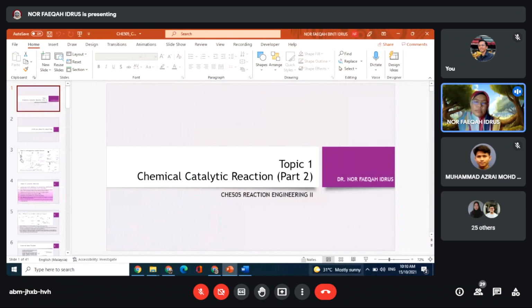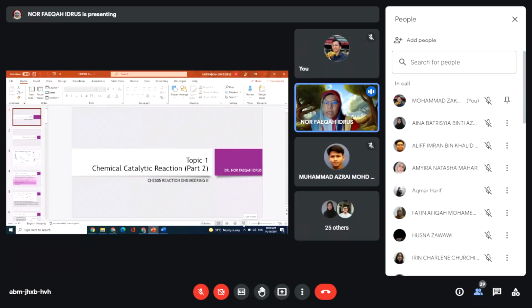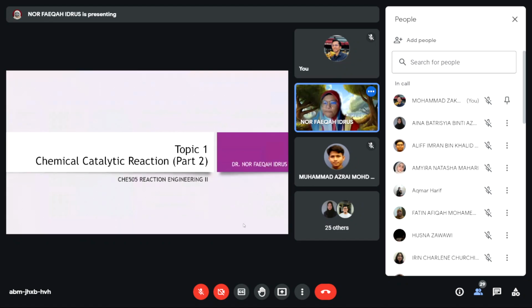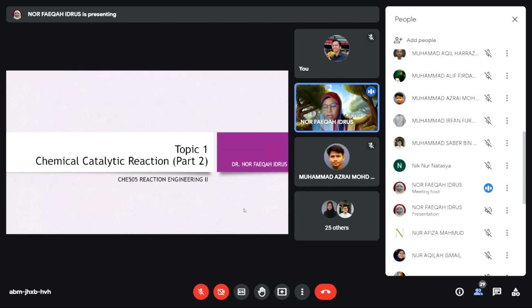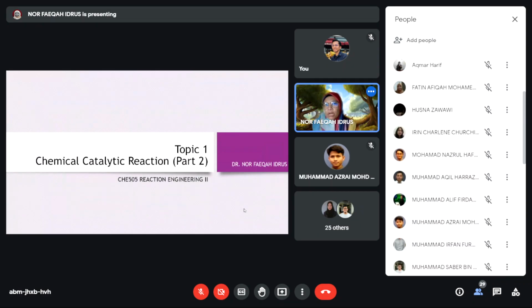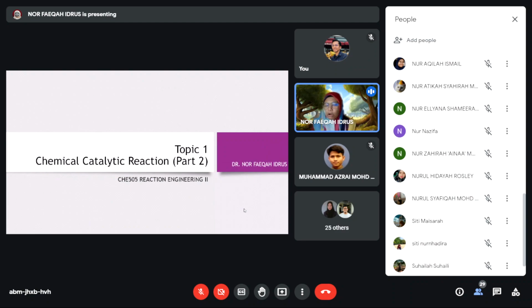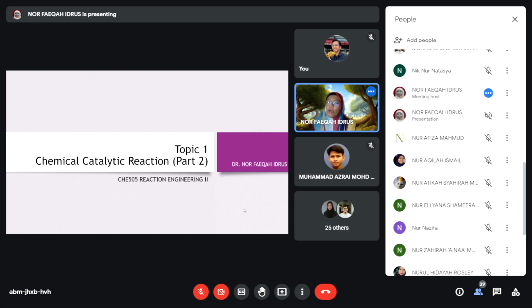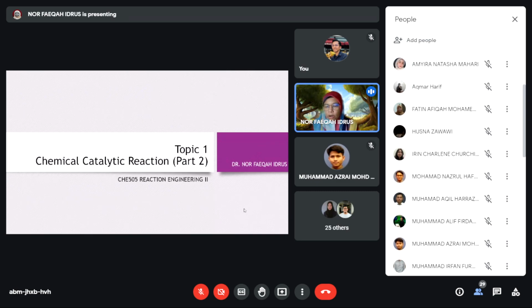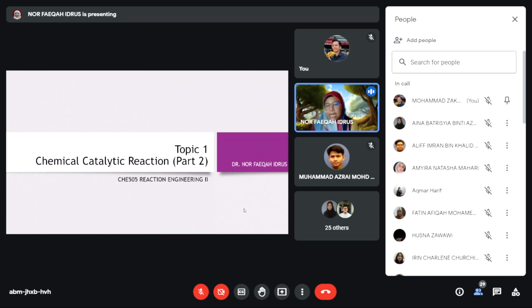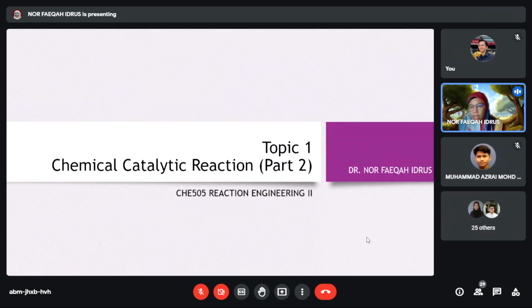Alright. So we continue with the catalytic reaction. Previously, we have looked at the definition of catalytic reaction or catalysis, and also the function of catalyst in the chemical reaction.